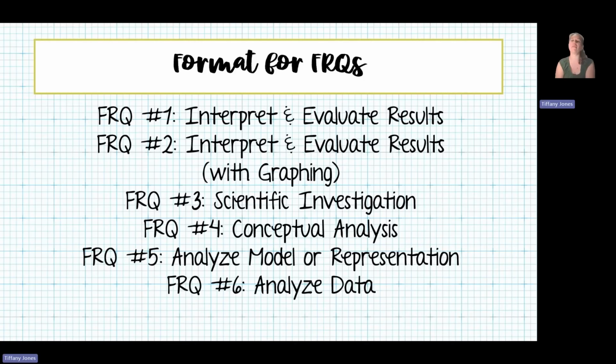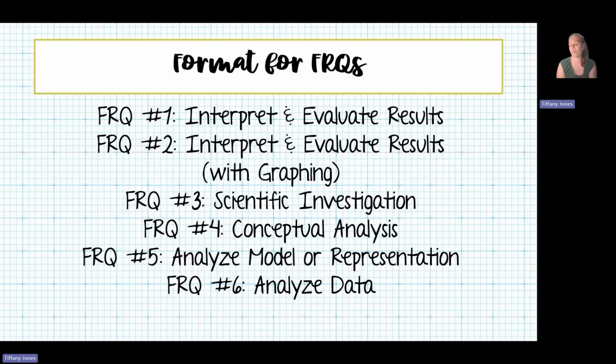So in terms of the format, the first two FRQs are all interpreting and evaluating results. The second FRQ is where you're going to see your graphing. So it is guaranteed the second question will be a graphing question. Your third question is scientific investigation. So they give you some type of experiment. You're probably going to do some experimental design. The fourth one is conceptual analysis. So they're again probably going to have some type of experiment, but you're pulling the biological concepts from it.